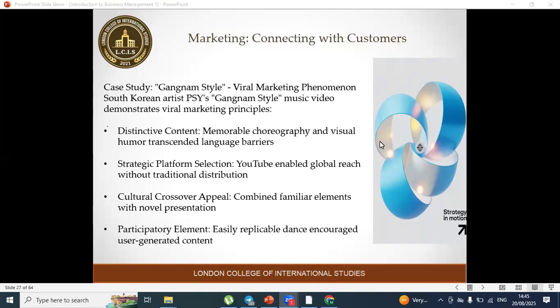It's a case study, Gangnam Style. It's a viral marketing phenomenon. The South Korean artist PSY's Gangnam Style music video demonstrates viral marketing principles. So it's not English, it's not French, it's not from a famous singer. No, it's something else, a Korean artist. The people are not famous. So let's launch Gangnam Style.